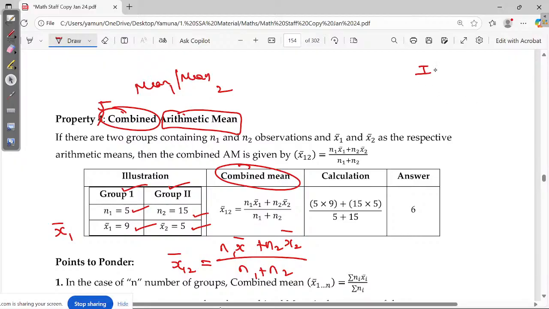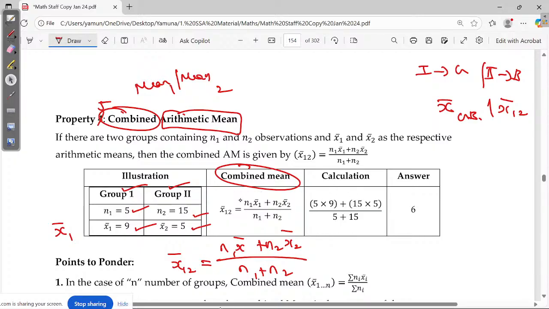Sometimes the first group contains girls and the second group contains boys. Sometimes it might be represented as mean of group with respect to girls and boys. Instead of X12 bar, it may be represented as XGB bar. Okay, so we can write it in any way.